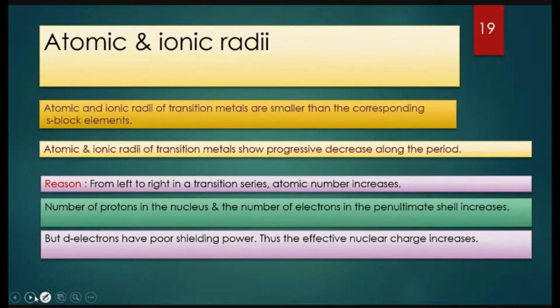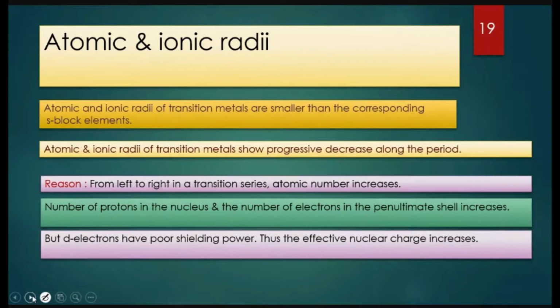And remember, these electrons have to be accommodated in the inner d orbitals after filling the outermost s orbital. But d electrons have poor shielding effect or poor shielding power. Thus, effective nuclear charge increases. See, when there is an increase in the number of electrons in the d orbital, we will see the d electrons have got poor shielding effect.